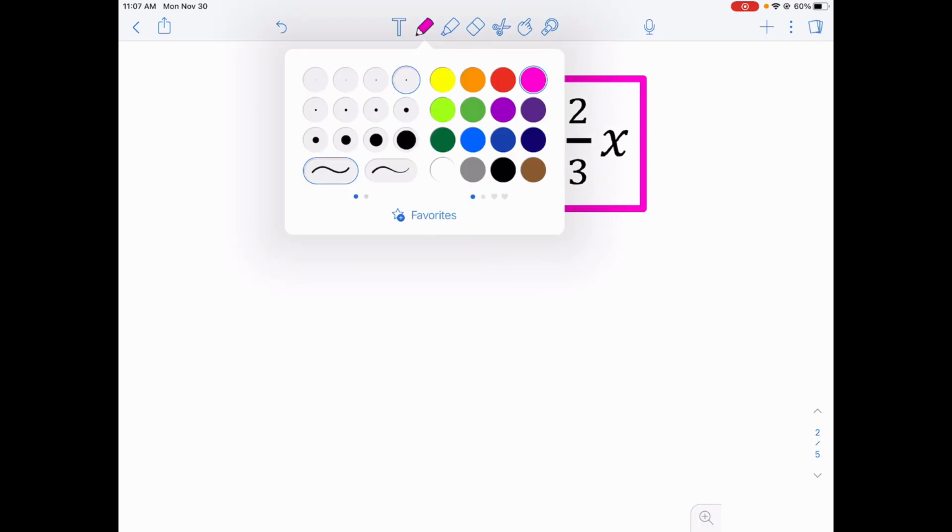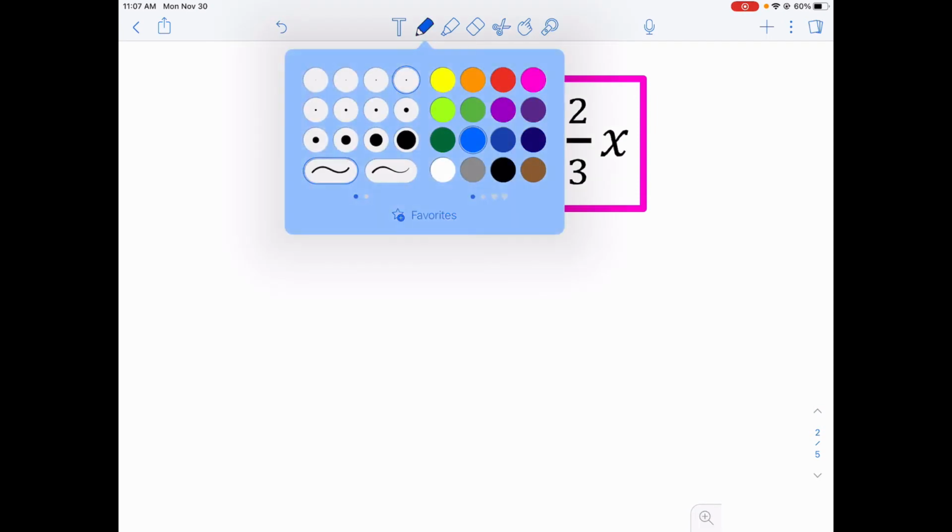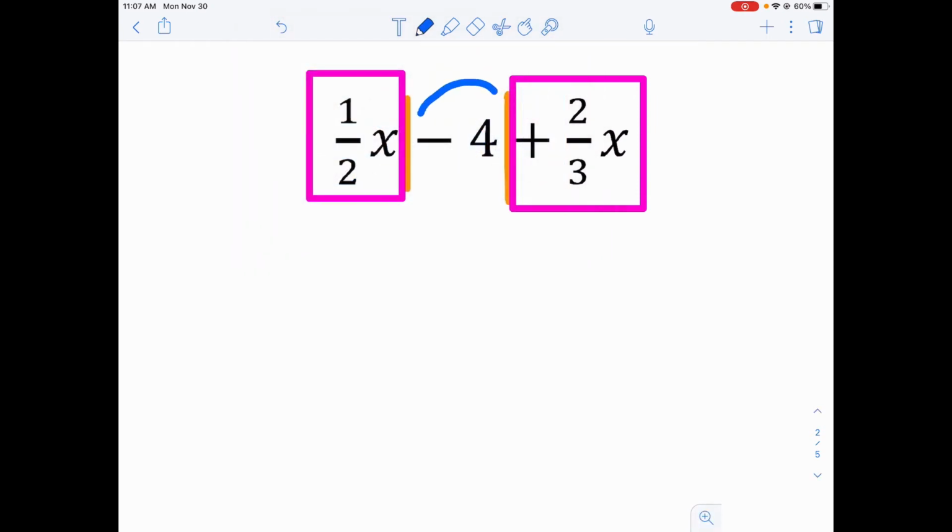Okay, now I'm going to change colors and change shapes. Negative 4, that's a constant. There are no other constants, so I'm going to put a circle around this guy. And now I'm going to move to the linking. So we're going to link the like terms. So 1/2 x and a positive 2/3 x are like terms, so I'm going to link them. Negative 4 doesn't have any like terms, so I'm going to just leave it by itself.